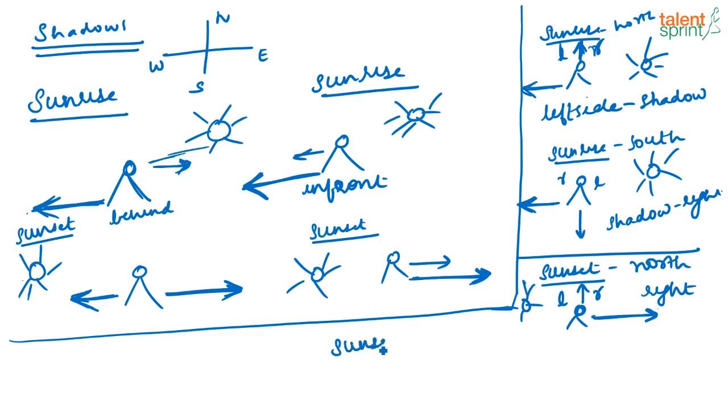Similarly, if it is sunset and the person is facing south, again during sunset the sun is towards the west, and the person is facing in this direction. Where will the shadow be? The shadow has to be towards the east, because the sun is towards the west. So when a person is facing south, this is going to be his left and this is going to be his right. So in which direction will the shadow be? The shadow will be to the left of the person. That's all. So this is the basic concept of shadow.